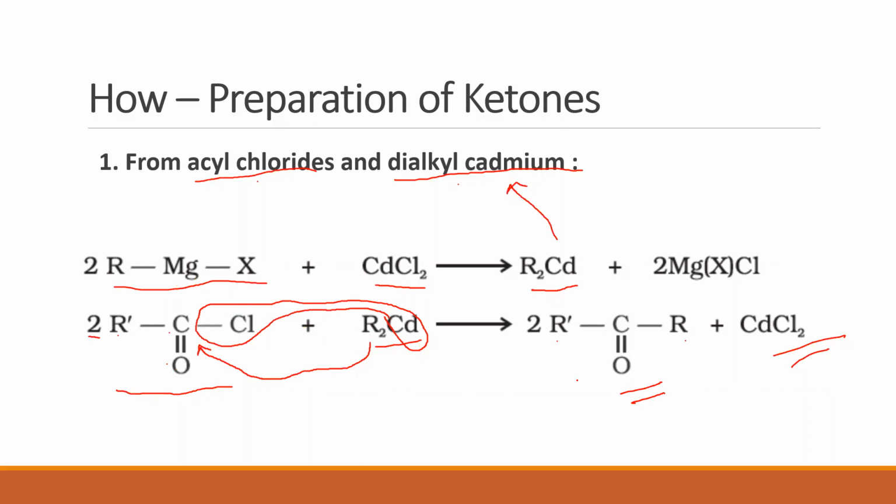I want you to take a homework here. I want you to prepare acetone using this method. Acetone is the simplest ketone. I hope you remember the structure of acetone. There are 3 carbons involved. Its IUPAC name is, yes, 2-propanone. 2-propanone or acetone is what I want you to prepare using this method. That's your first homework.